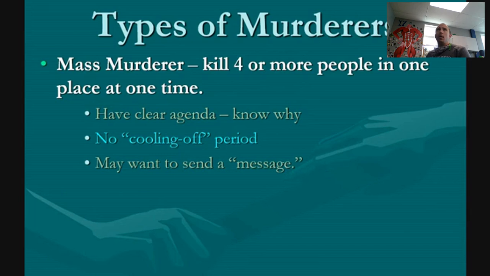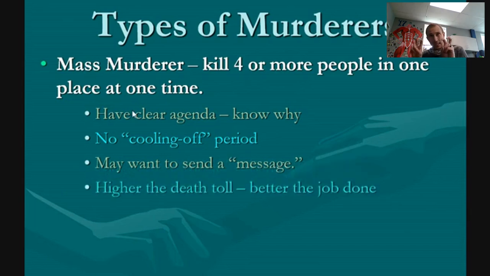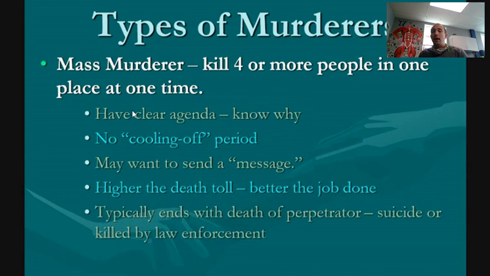Okay. And mass murderers are going to quantify their success as increasing the number of people that they're able to kill. Their goal is to kill as many people as possible, and if they do that, then that will be a job fulfilled. Now, mass murderers oftentimes go into their events with the idea that they will not be leaving, that they will either kill themselves or be killed by law enforcement as a result of their actions.